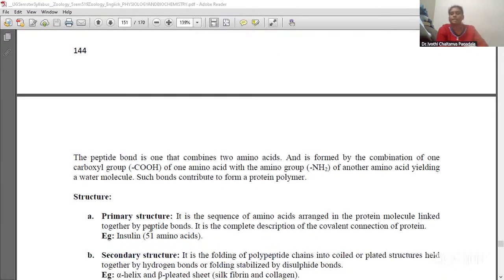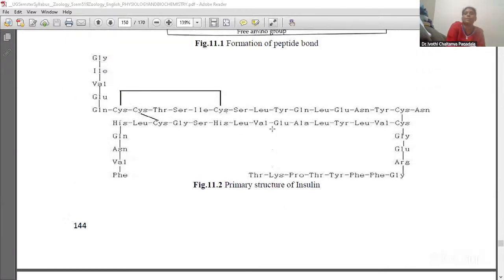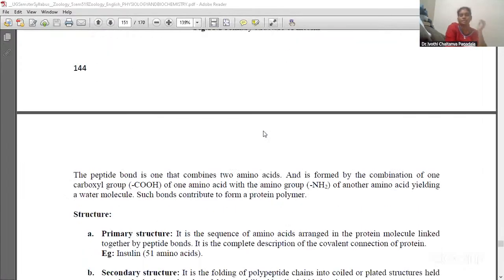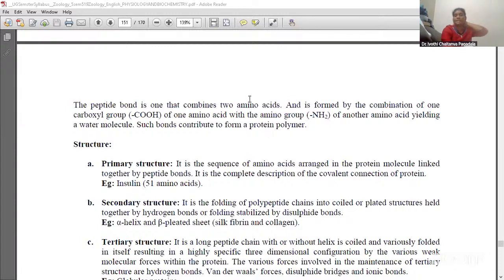Okay. Structure. When coming to the structure, the primary structure is the sequence of amino acids arranged in a protein molecule, linked together by peptide bonds. It is the complete description of the covalent bond connections in the protein. In the case of insulin, you can see 51 amino acids in this structure. So this is the primary structure, which is a linear structure.